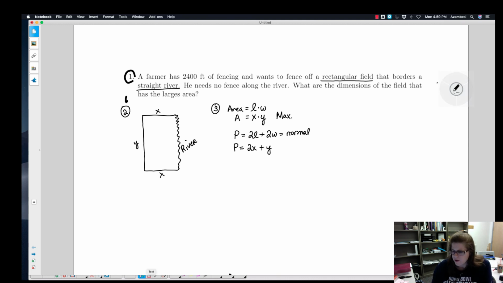We also know that the farmer has 2,400 feet of fencing. So this perimeter is going to equal 2,400 feet. So that's a piece that we know: 2x plus y is equal to 2,400 feet. Now, we know what we want to maximize. We know we have a relationship that has to do with the perimeter. But you notice that both of those equations are in terms of x and y currently. So part 4 in our instructions is to write in terms of a single variable.